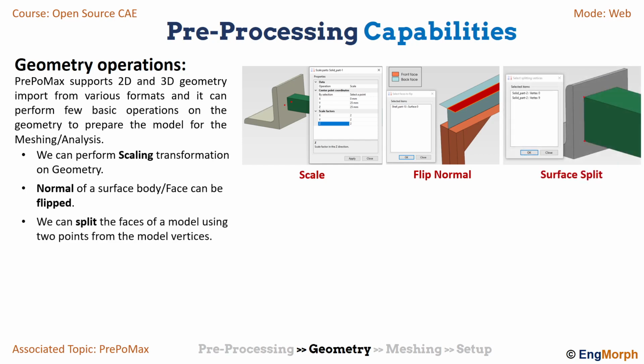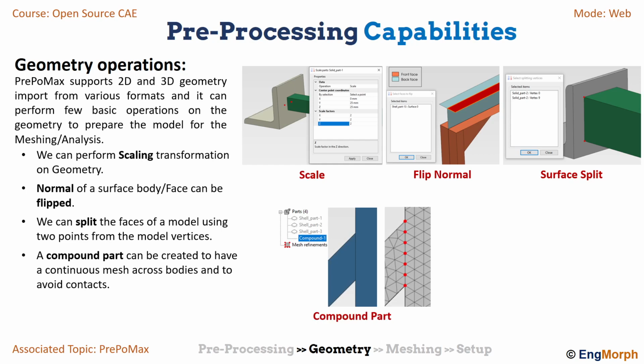We can split the faces of geometry using points from the model vertices. This is useful for applying loads and boundary conditions, creating contacts, and refining mesh at the split surface. Multiple parts which are sharing a common surface can be combined as a single part. This is useful to have a continuous mesh and to avoid contacts.